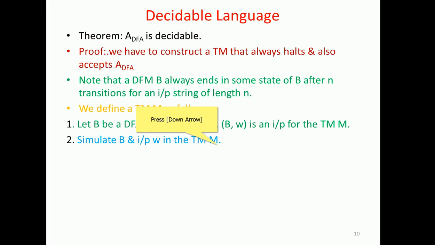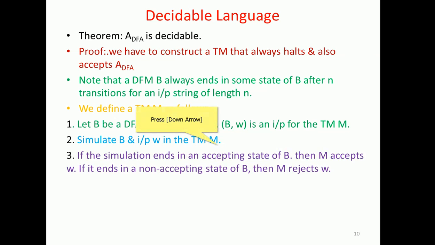Simulate B on input W in the Turing machine model. We construct the simulation so that it welcomes the input string W for the Turing machine model M. So that is the B machine. These steps will help us to understand more about decidable languages.